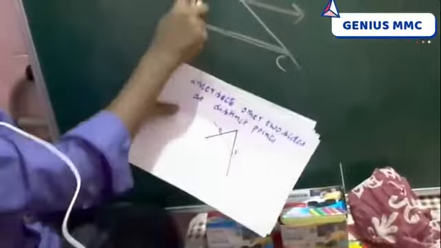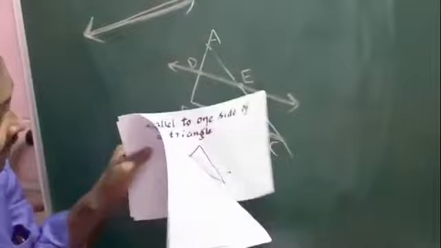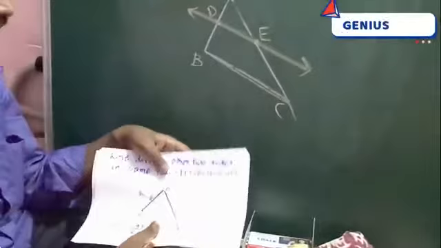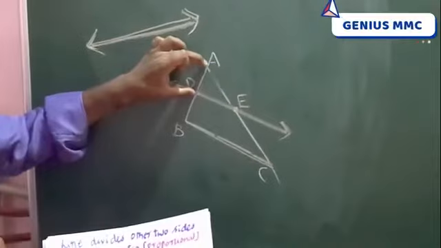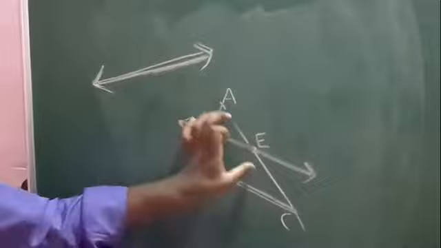After drawing, it intersects the other two sides at two distinct points. I will mark them as D and E. Next, the side AB is divided into two portions. Which are the two portions? AD and DB. The next one is AE and EC. You measure the lengths, verify, and observe what happens.